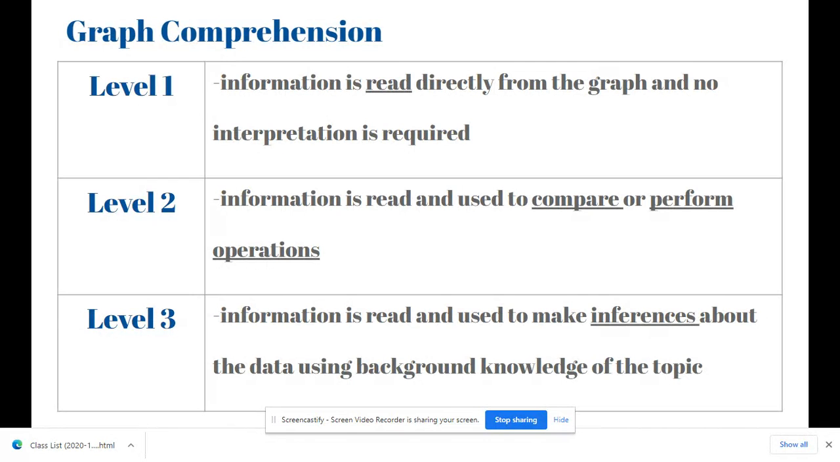In the intermediate grades, there are 3 levels of graph comprehension that students should learn about and practice. In level 1, information is read directly from the graph and no interpretation is required. In level 2, information is read and used to compare, for example, greatest or least, or perform operations like addition and subtraction. In level 3, information is read and used to make inferences about the data using background knowledge of the topic.